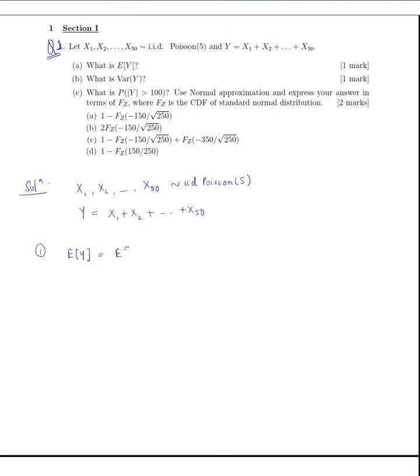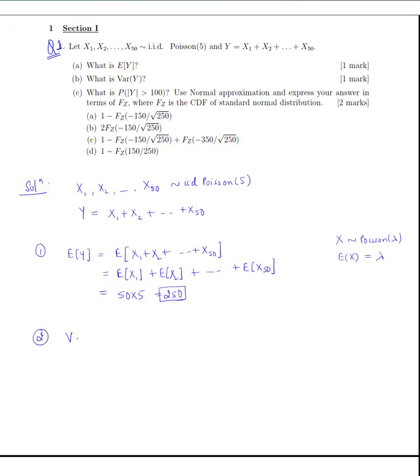So how is y defined? It is x1 plus x2 plus up to x50. And since we know that expectation follows the linearity property, it can be written as expected value of x1 plus expected value of x2 plus up to expected value of x50, right? And since each of these random variables x1, x2 up to x50 are coming from the Poisson 5, the expected value of each of these random variables is going to be the same. We know that if you have a random variable x that is Poisson lambda, then its expected value is given as lambda. So here also it will be the parameter lambda for each of these random variables. It is going to be 50 times 5, that is 250. So the expected value of y is 250.